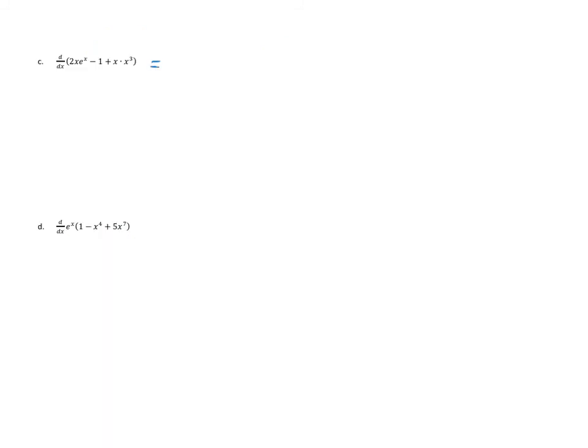For part C, I'm going to rewrite the function itself before I take the derivative. It's 2x e to the x minus 1, but x times x cubed is a product, but you could just write that as x to the fourth instead of using the product rule to take its derivative. Let's see what we get.